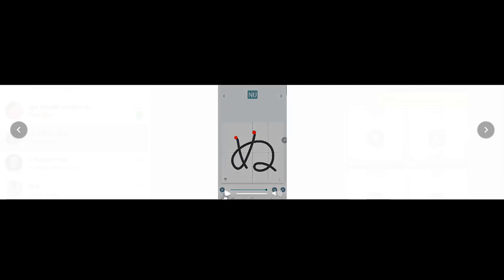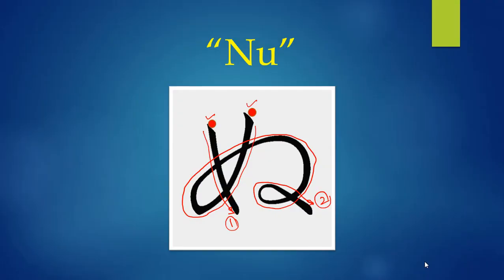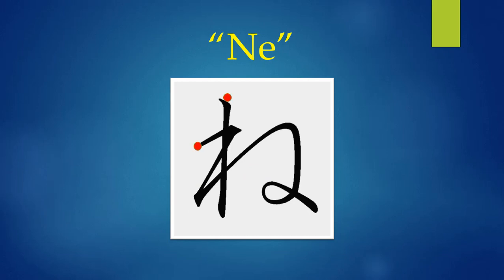Let's play again. This is my first stroke, and this is second stroke. So this is the way to write Nu. The next letter is Ne. The first stroke starts from this red dot, so it's a straight stroke like this. So number one, and the second stroke starts from this red dot, so this is this, then like this. So this is my complete second stroke.